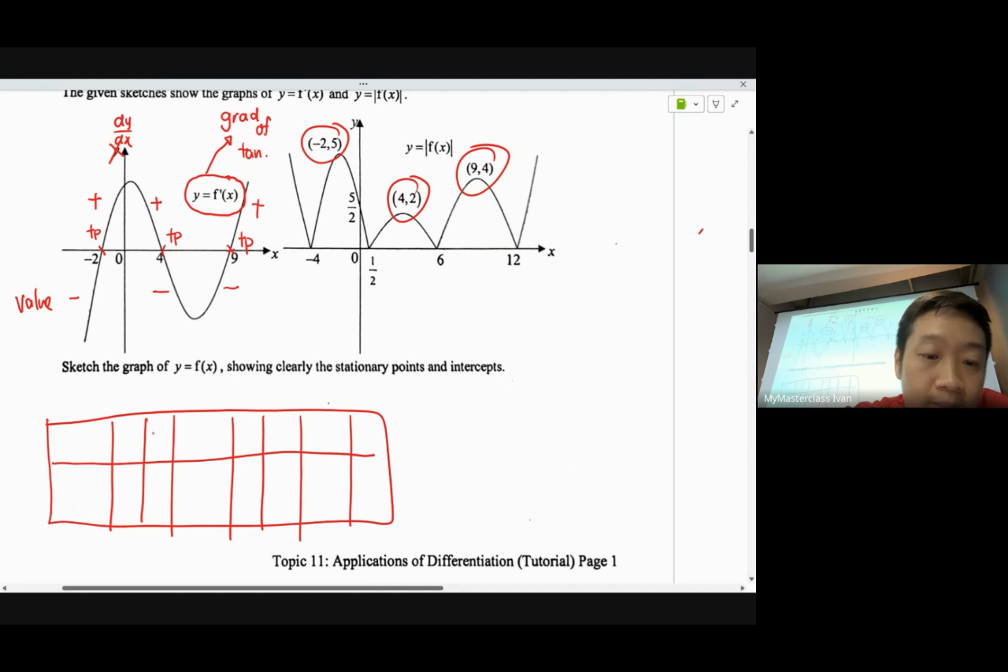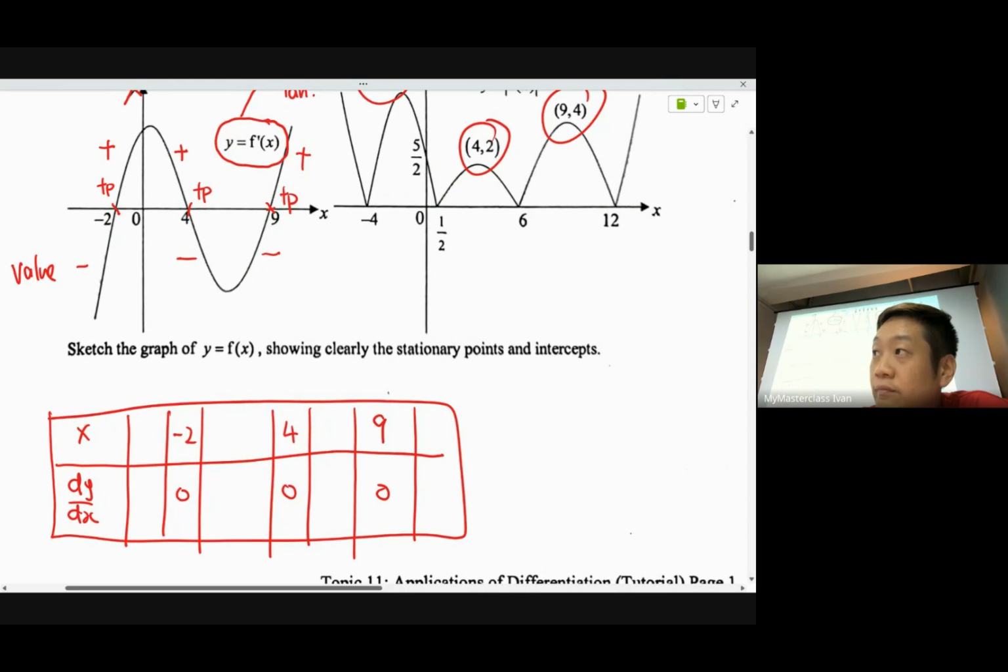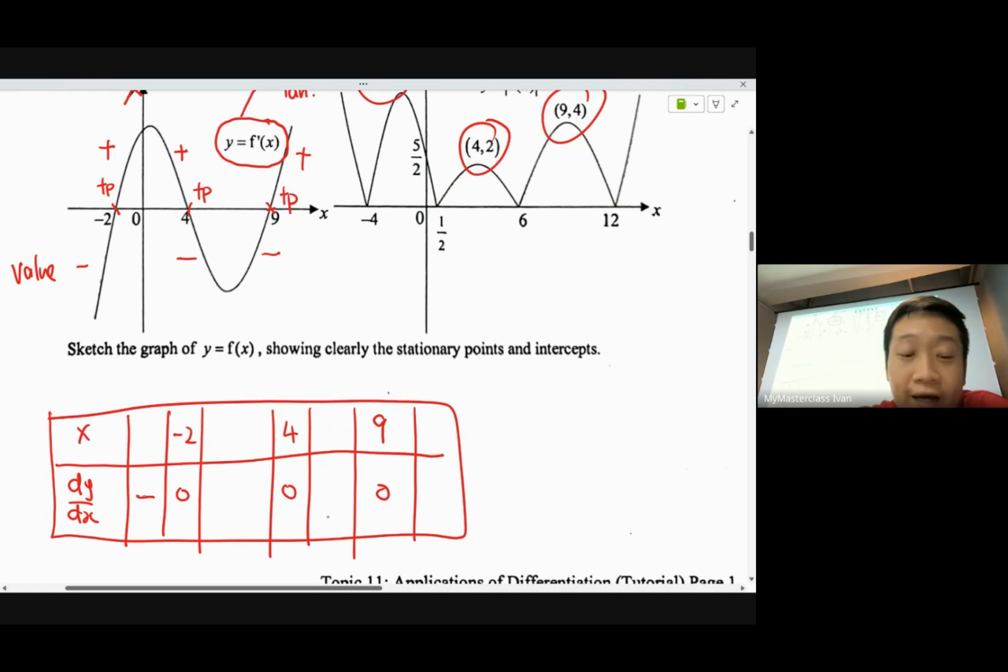Okay, -2, 4, 9. Anyway, this part, don't have to really care. So this is 0, 0, 0. This is your x value. This is your dy/dx. Okay, Isaac, tell me, on the left side of -2, the value of dy/dx is positive or negative? Negative. Understand what I'm trying to do? After -2, is it positive or negative? Positive.